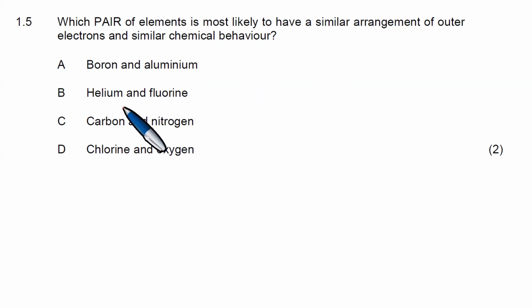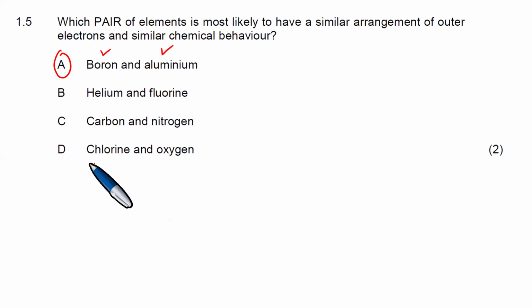Right, obviously in view of the periodic table, it is very clear that it is option A, boron and aluminium. Boron and aluminium are likely to have the similar arrangement of outer electrons and similar chemical behavior. The rest are very different from each other.